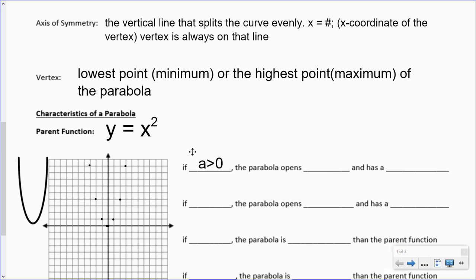If a, which is the coefficient of the first term, is greater than 0, the parabola is going to open up and it will have a minimum. Okay? If a is less than 0, the parabola opens down and has a maximum because it's going to make a hill. Okay? A will not equal 0 because that's one of the things from the original vocab word that said it can't.